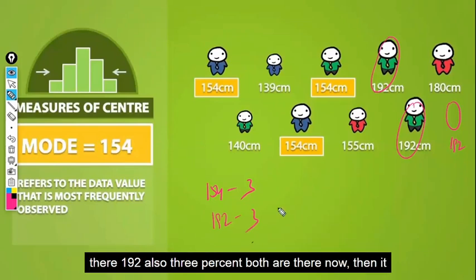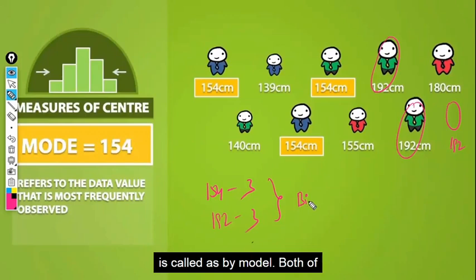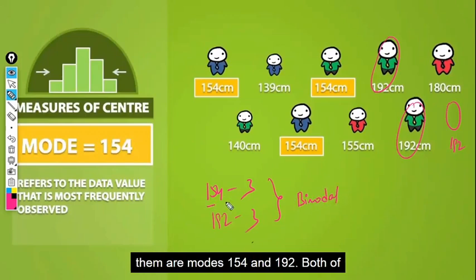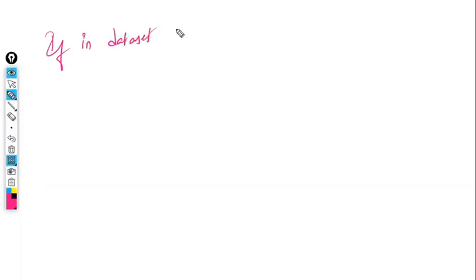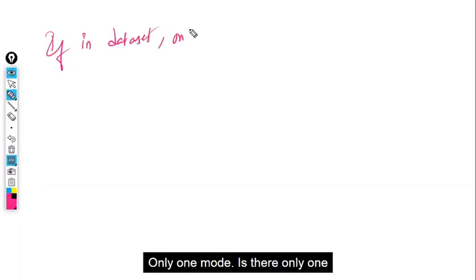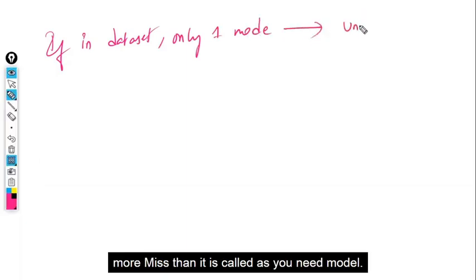Both are there. Then it is called bimodal. Both of them are modes, 154 and 192. In your notes you can write: if in the data set only one mode is there, then it is called unimodal.